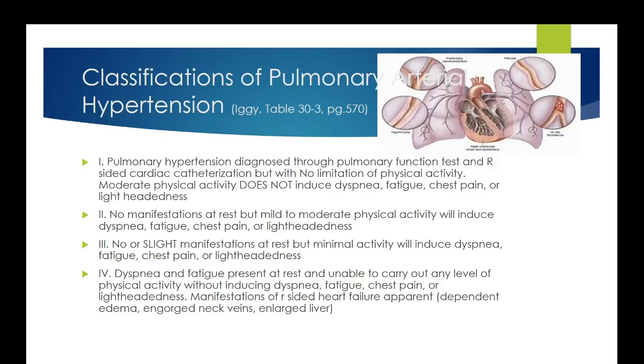lightheadedness. And then, of course, the worst category: dyspnea and fatigue will present at rest, and you're unable to carry out any level of physical activity without inducing those symptoms. This will also produce manifestations of right-sided heart failure. For obvious reasons, as we discussed in the etiology and pathophysiology, it greatly affects the right side of the heart, which will cause that backup into the systemic circulation, the distal extremities and such. So we're going to see the dependent edema, the jugular vein distension, and an enlarged liver.